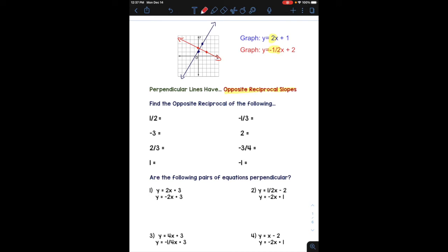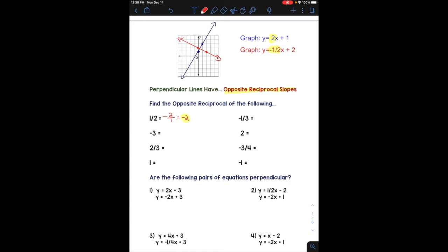Over on the left side, we have the number 1/2. Since it's positive, the opposite would be negative, and the reciprocal would be 2/1. Remember, we're just flipping the fraction upside down. The numerator will become the denominator, and the denominator will become the numerator. We will simplify if we can. For example, in this case, -2 divided by 1 is -2. So the opposite reciprocal of 1/2 is -2.